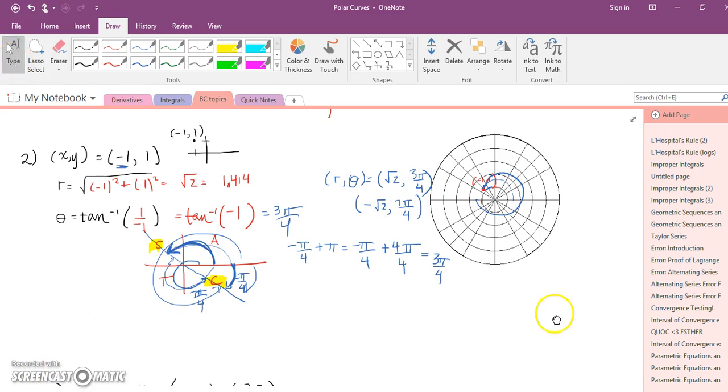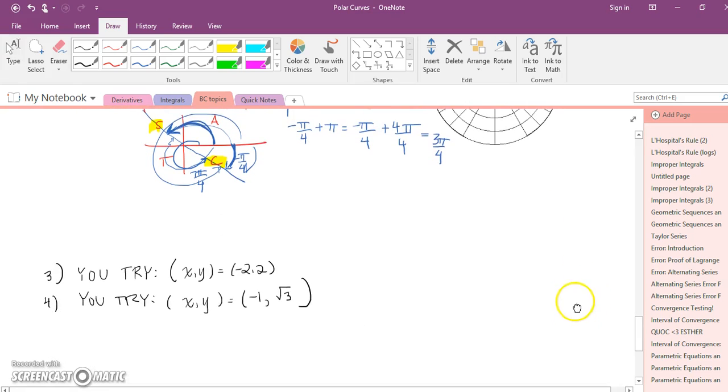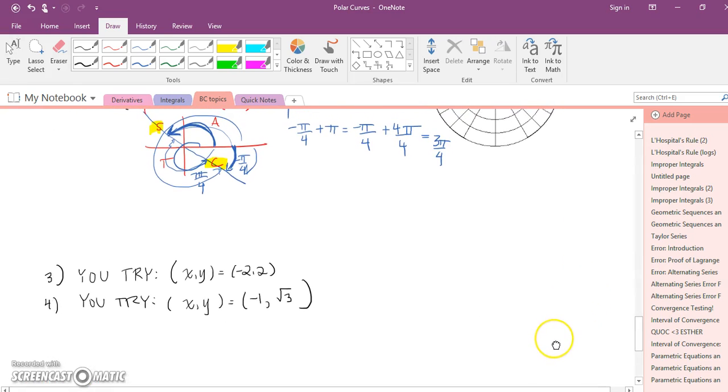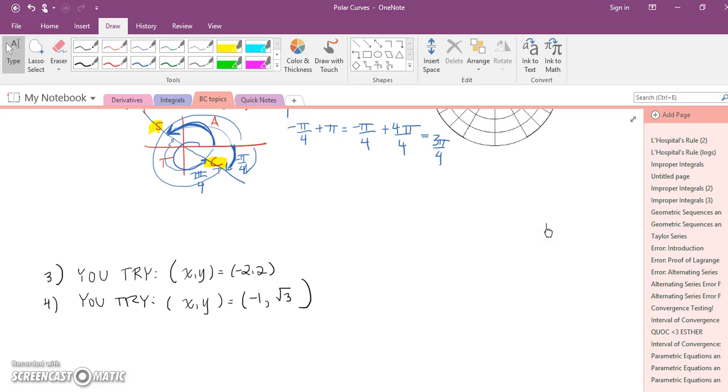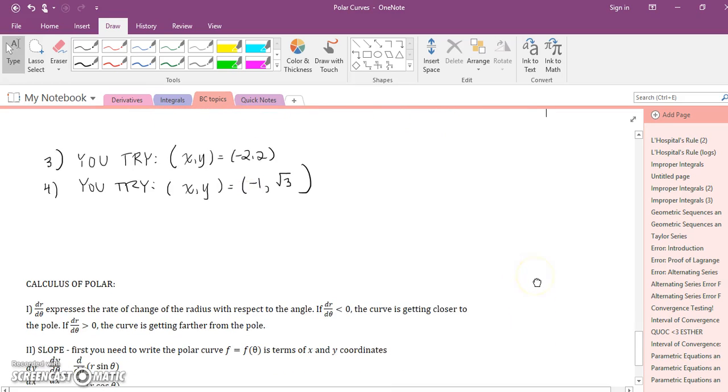Now I have two that I want you to try. So do negative 2 comma 2 and then negative 1 comma root 3. Convert those to polar form. Make sure you think about the angle. Pick the correct angle because both of these are in quadrant 3. So you have to think about that. X is negative here. So let's get to the calculus of polar.